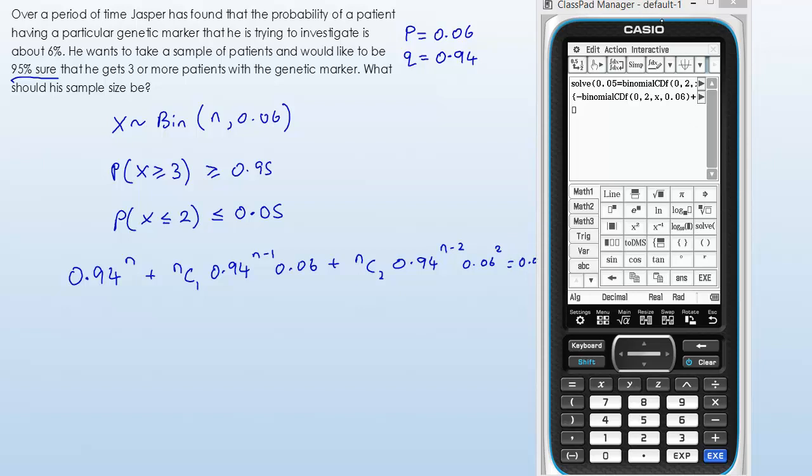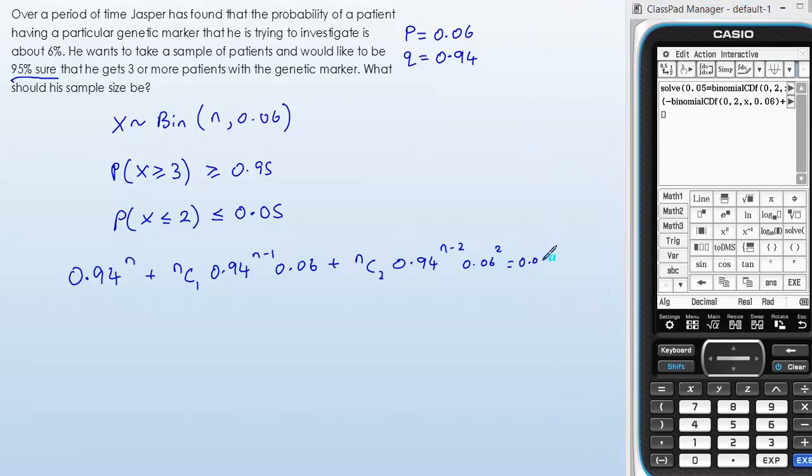I just need to move the calculator over a bit. And we can shortcut slightly here. nC1 is just n, and nC2 is n times (n minus 1) over 2. It's going to be quicker if we evaluate those expressions.